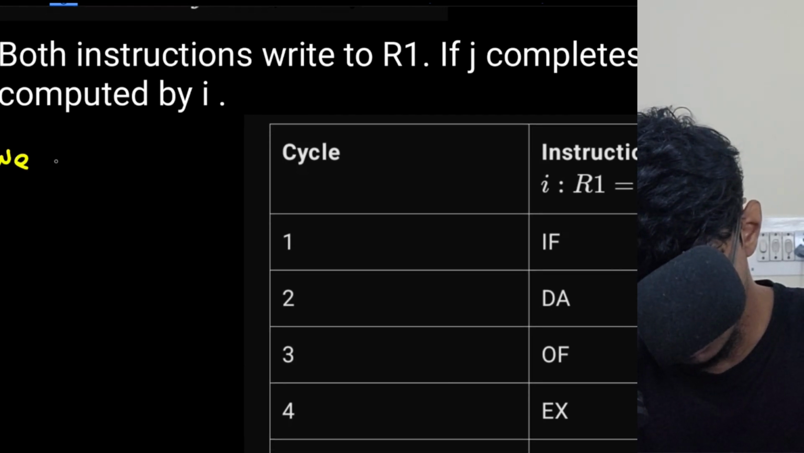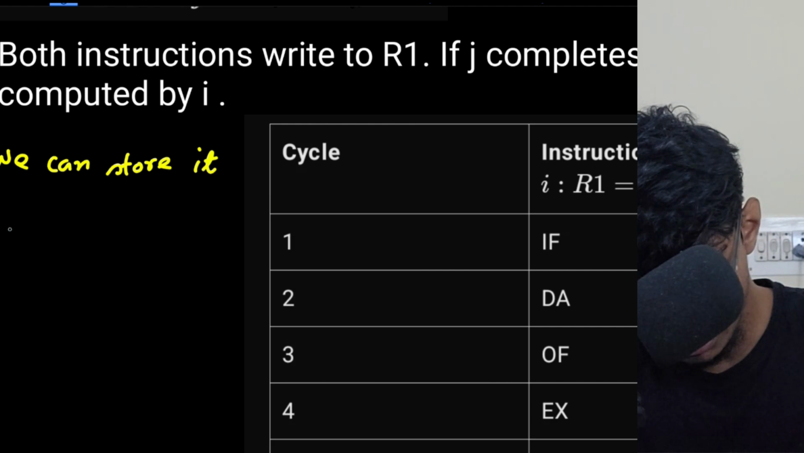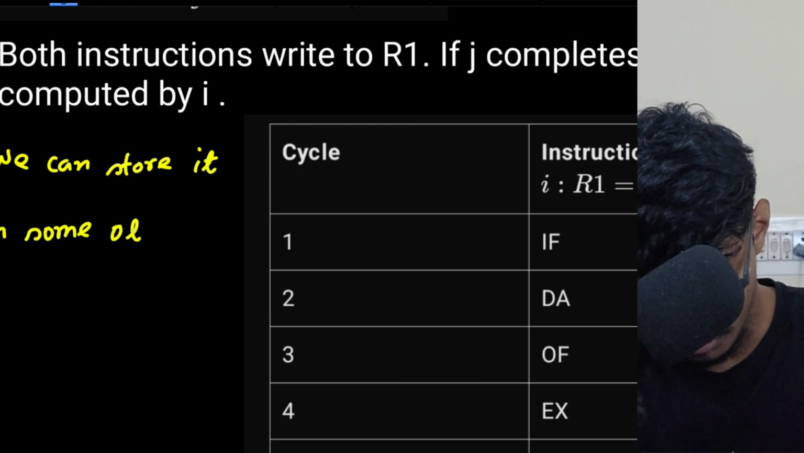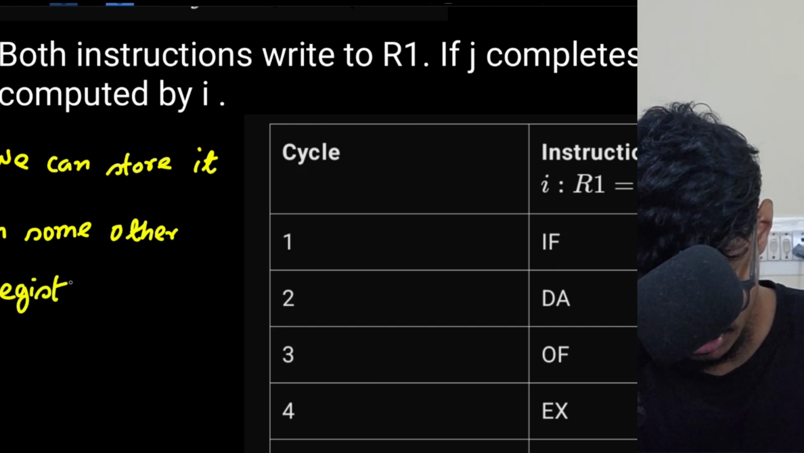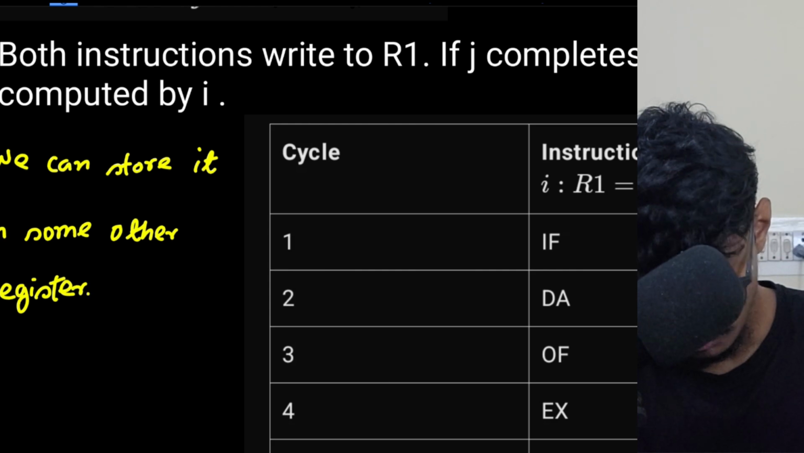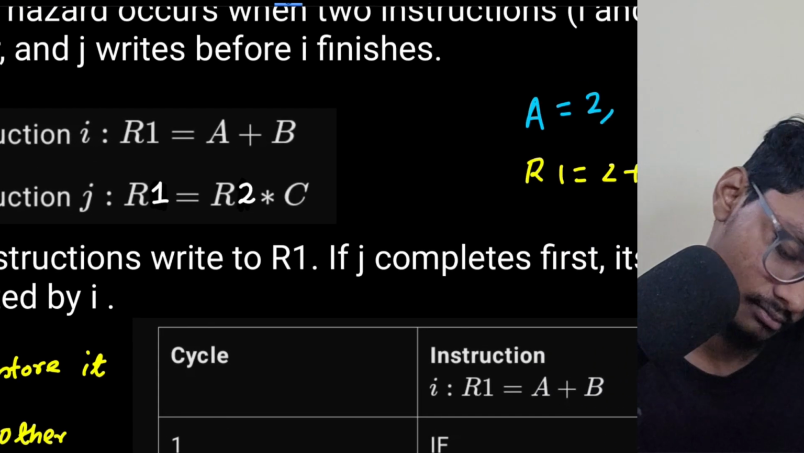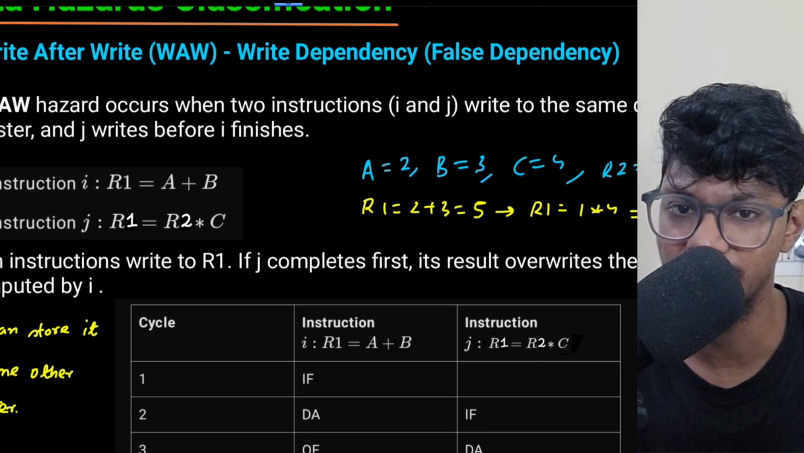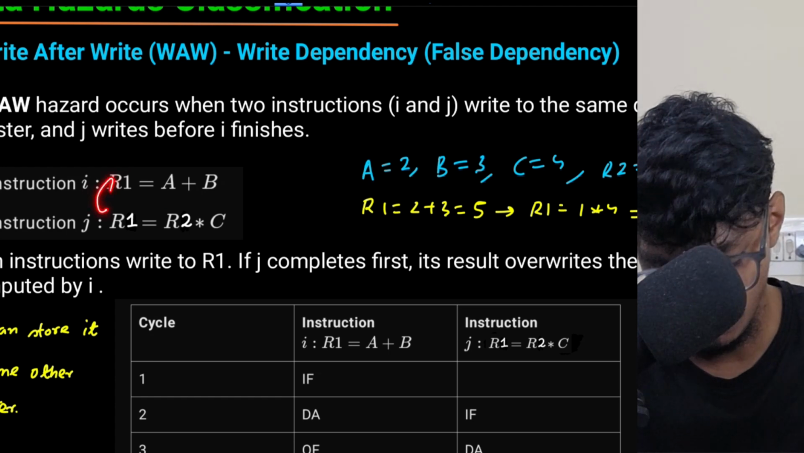We can store it in some other register if I really need this value. So that is a case over here. If I really need it, I can store it in some other register, but actually I don't need it. The user may not have known, right? That's why he is overwriting it.